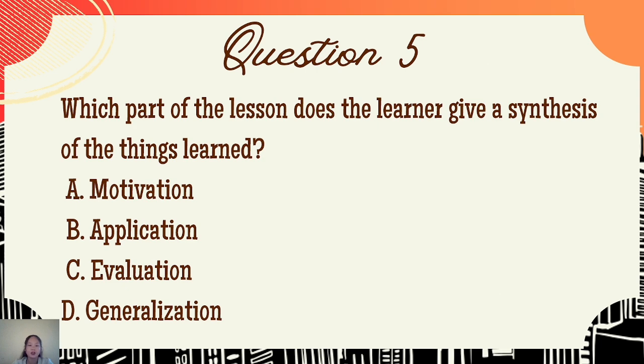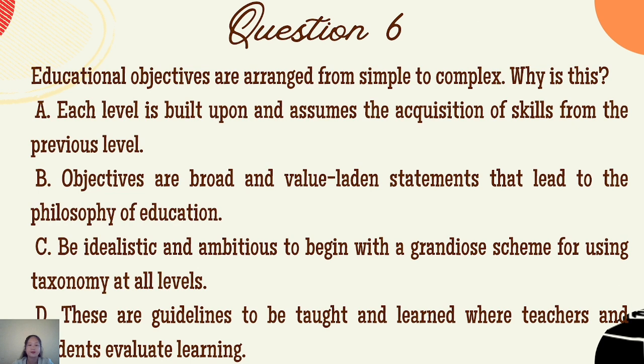Now let's go to question number 6. Educational objectives are arranged from simple to complex. Why is this? So, the correct answer is letter A. Each level is built upon and assumes the acquisition of skills from the previous level. Learning follows a hierarchical order where mastery of simple skills is needed before progressing to more complex ones. This reflects the structure of Bloom's taxonomy.